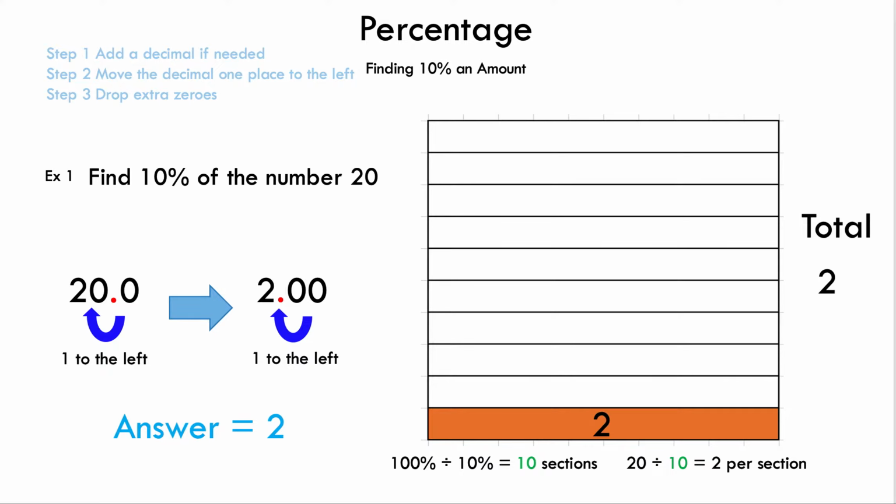And now we're going to go ahead and put 2 in the rest of the sections to see what happens to our total. So if we add another 2, we get 4. Another 2 gives us 6. Another one, 8. One more is 10. Another one is 12. One more is 14. One more is 16. One more is 18. And let's add our last one, and that gives us a total of 20. So that is why 2 is 10% of 20.